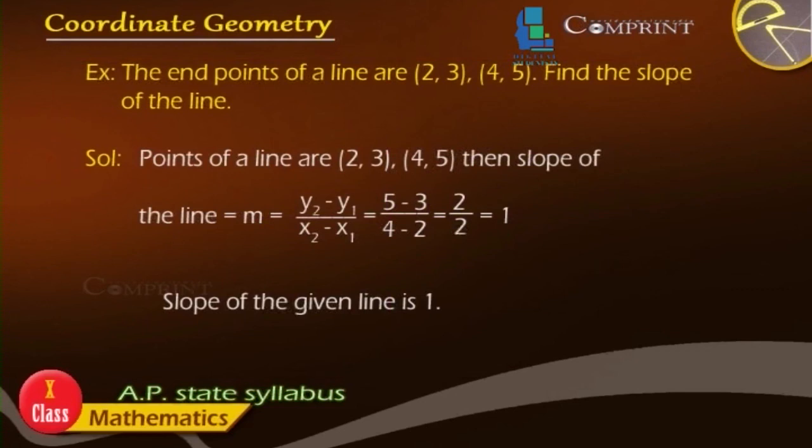Example: the endpoints of a line are (2, 3) and (4, 5). Find the slope of the line. Solution: then the slope of the line is m = (y2 - y1)/(x2 - x1) = (5 - 3)/(4 - 2) = 2/2 = 1. Slope of the given line is 1.